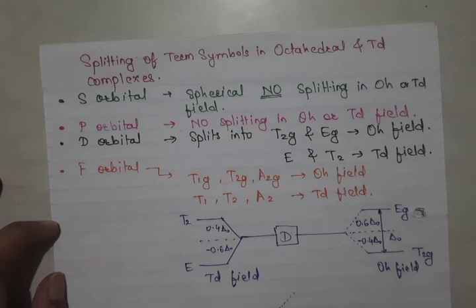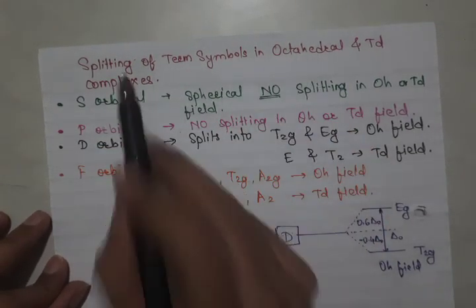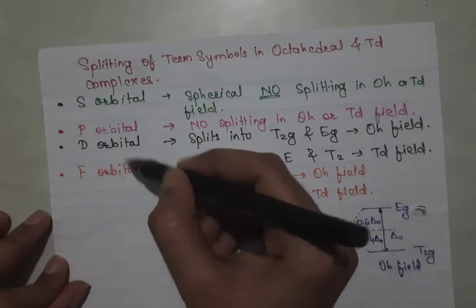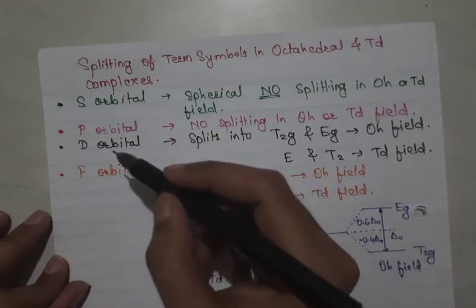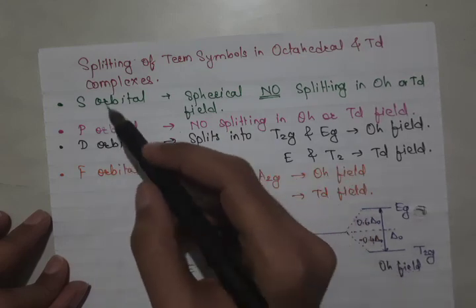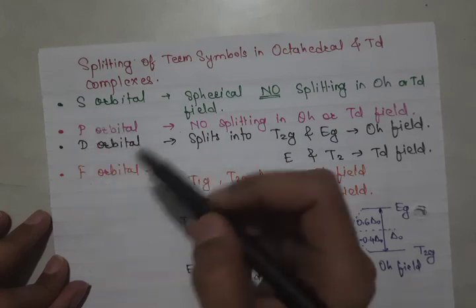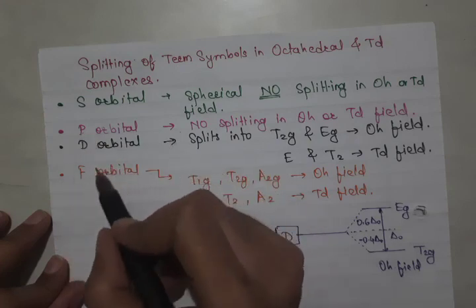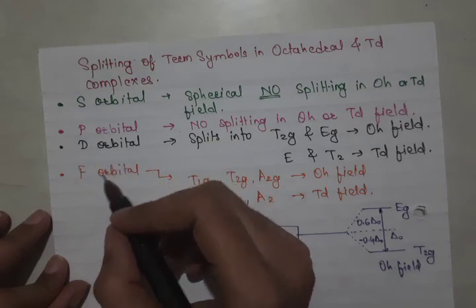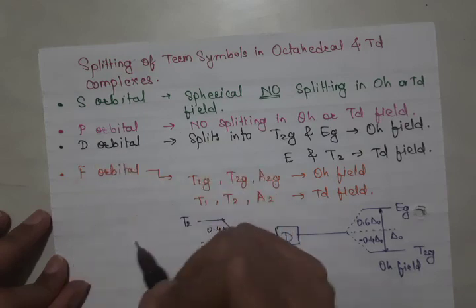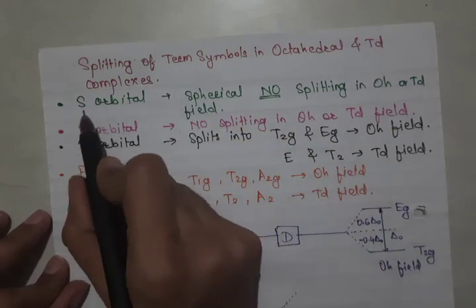So let's start with our today's session: splitting of term symbols in octahedral and tetrahedral complexes. We have considered only these terms here. We can consider the other terms also in the sequential manner: S, P, D, F, G, H, I. I have already covered how to find the term, the spin multiplicity and the value of J in the previous session. Here I am going to directly start the next part.